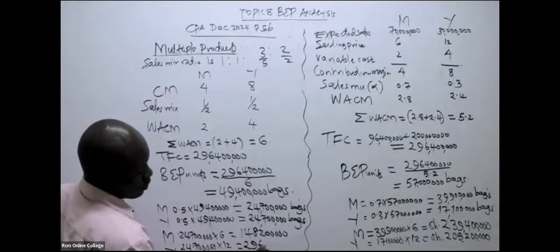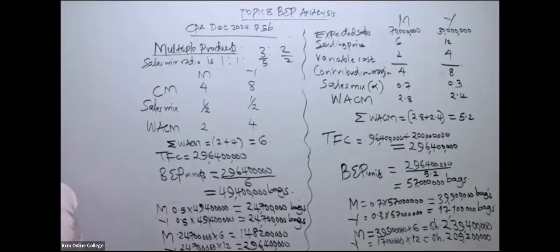296,400,000. Good, that is it. If you want it for the whole organization, you add the two, then you are good to go.